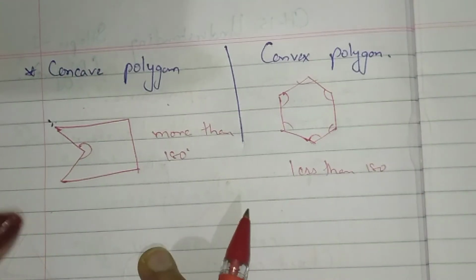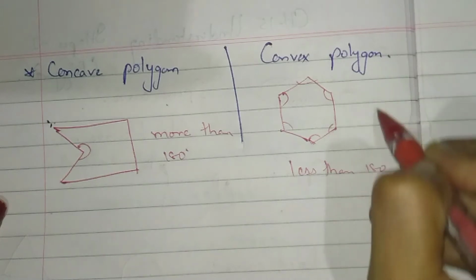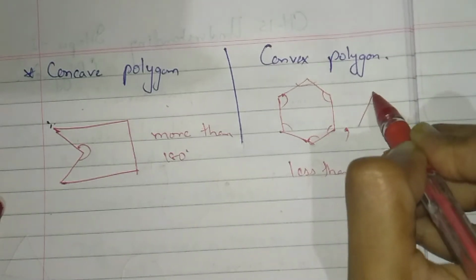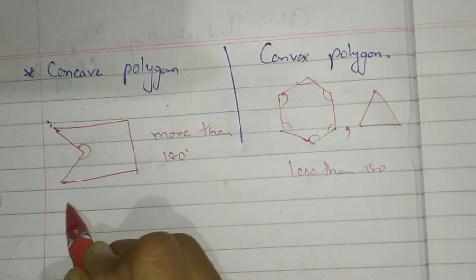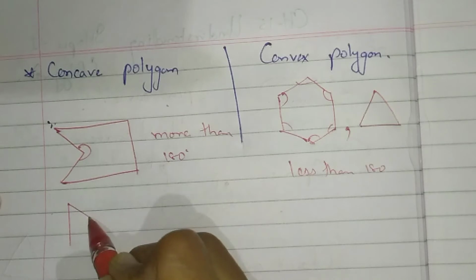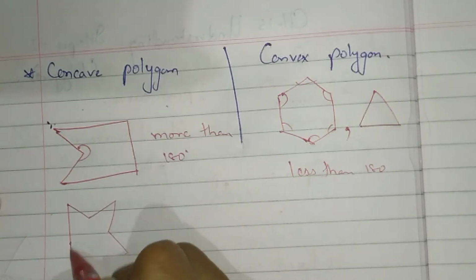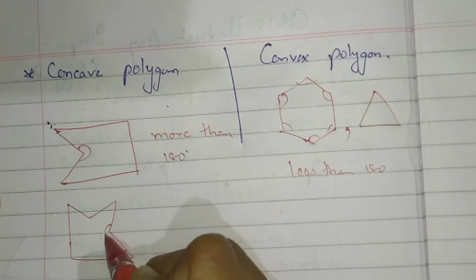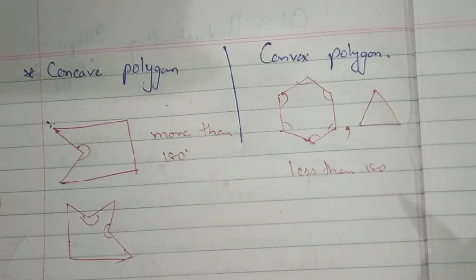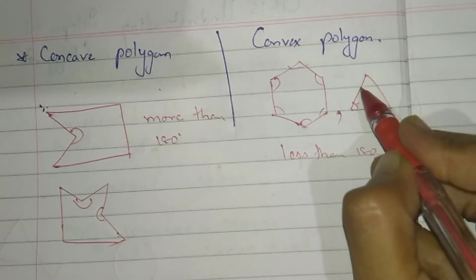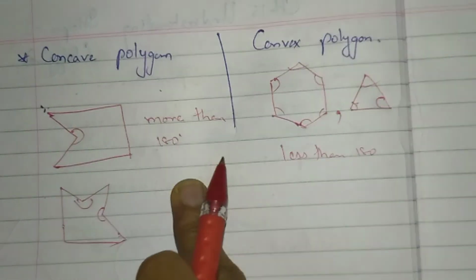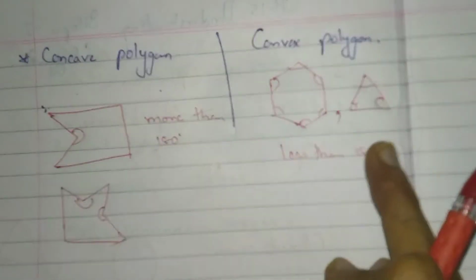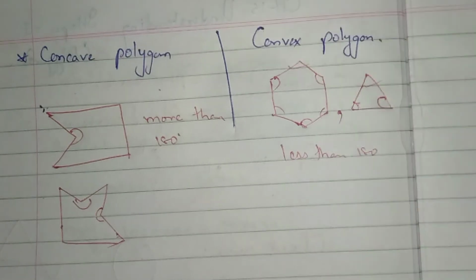Another example, if you want, you can take in convex, such as a triangle, and here any reflex angle, here is also a reflex angle, more than 180. Here all angles are less than 180, then it is convex. It is concave if an angle is more than 180, and it is convex if all are less than 180.